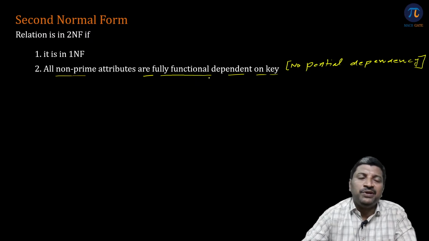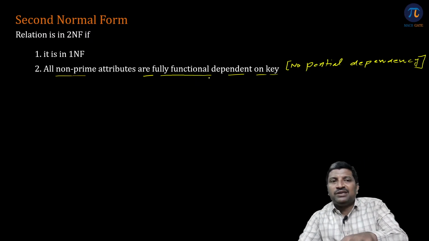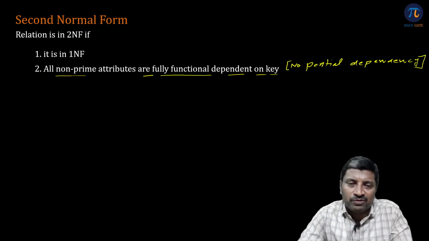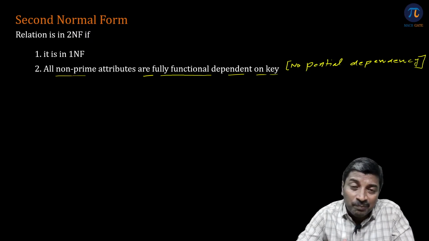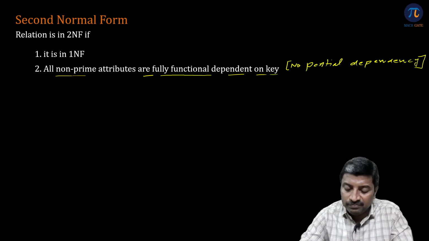Let me explain the meaning of the second point. Whenever I consider a non-prime attribute, it should depend on the key completely. It should not depend on the key partially. What is the meaning of completely? What is the meaning of partially? Let me explain with an example.